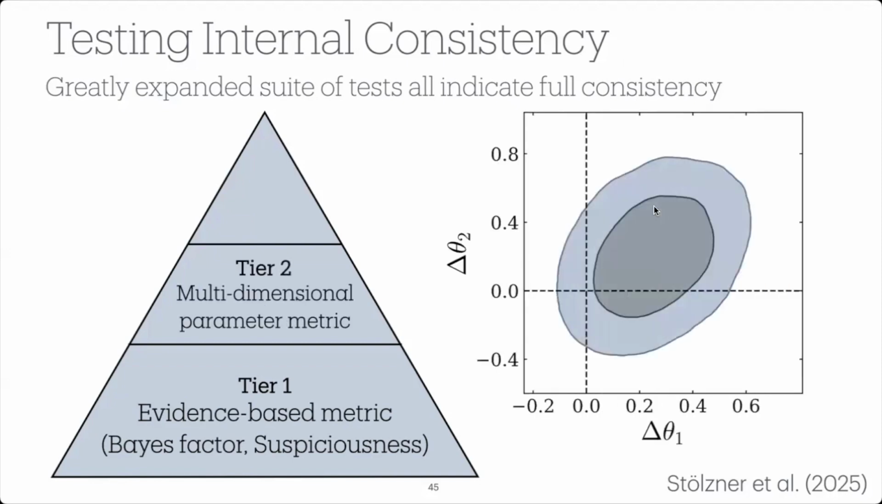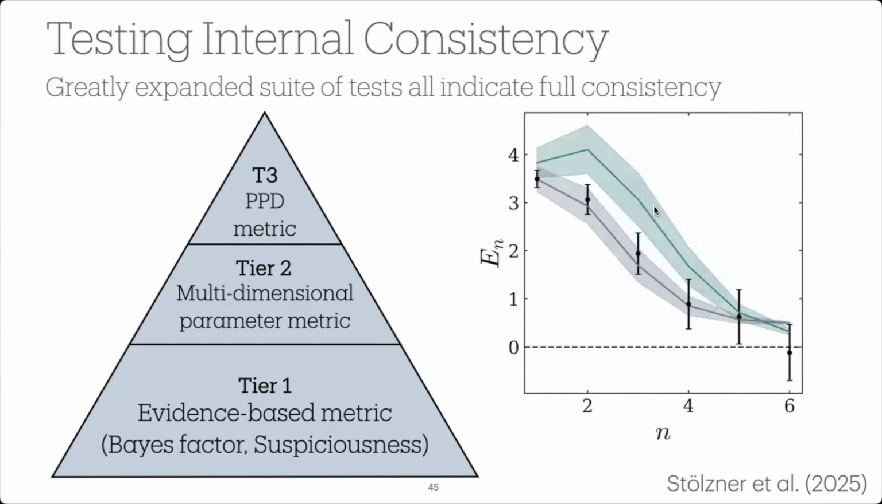And secondly, we check the posterior distribution of the difference between the two copies of each parameter in the split model. And we quantify how much this distribution then differs from 0. And again, if we find that it deviates from 0, then this would be a sign of an internal inconsistency.